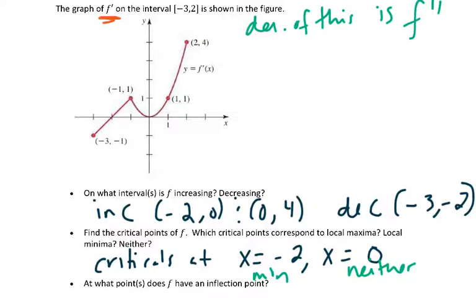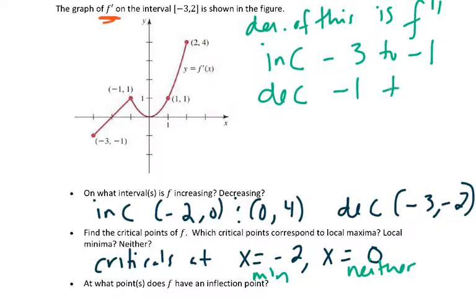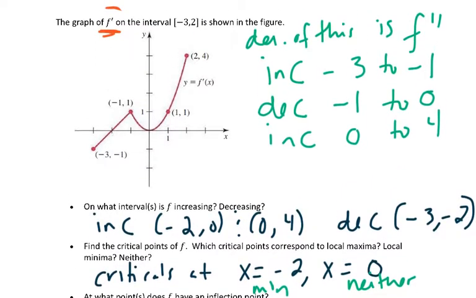So if I was going to think about what the derivative of this function would look like, I would say this function is increasing from -3 to -1. It's decreasing from -1 to 0, and it's increasing from 0 to 4. So what that would mean is that its derivative, or the second derivative, is positive from -3 to -1. It's negative from -1 to 0, and it's positive from 0 to 4.